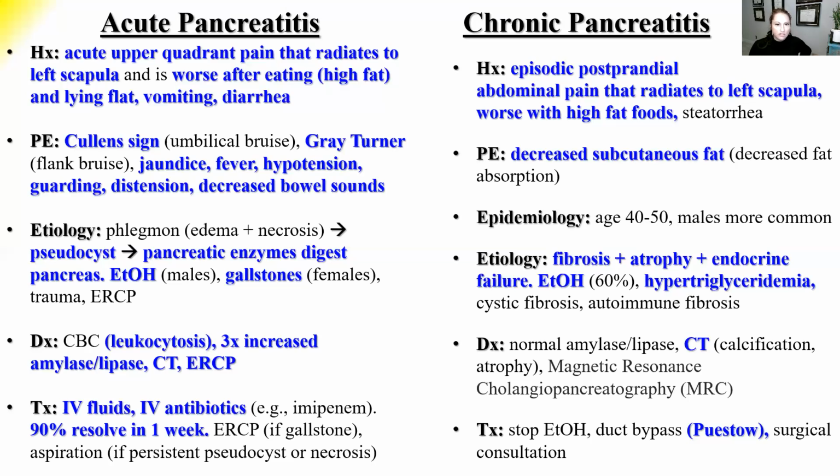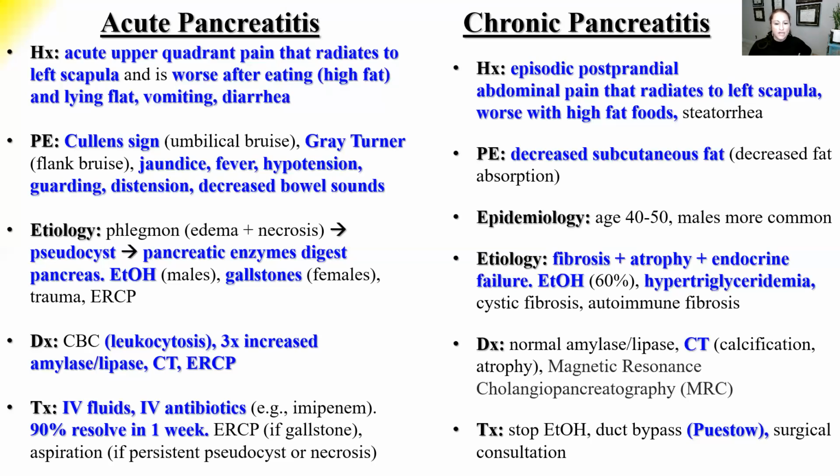What's the most common cause of this? Well, we know it's fibrosis, atrophy, and endocrine failure, but it's going to be alcohol. And we know that males are more likely to have alcoholism, therefore your epidemiology. People with very, very high levels of triglycerides are also at higher risk for chronic pancreatitis. Cystic fibrosis and autoimmune fibrosis can also cause this.